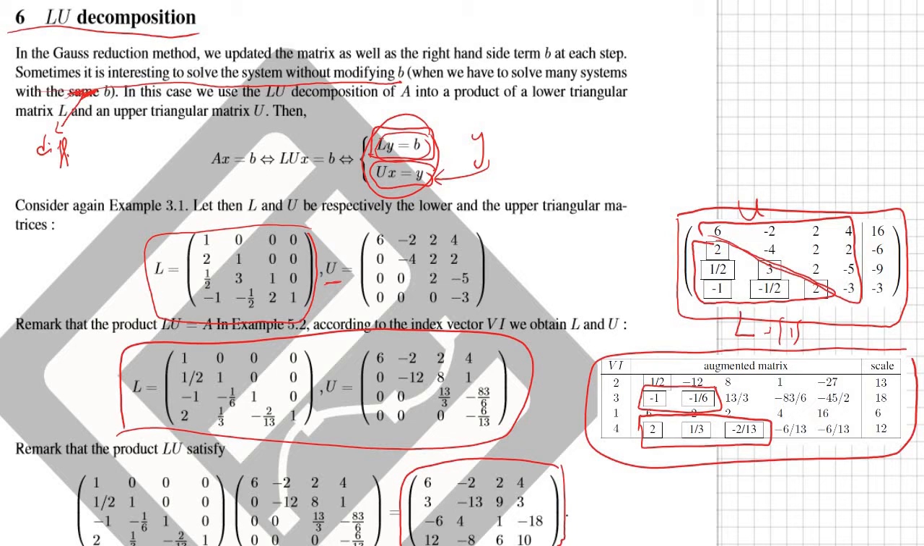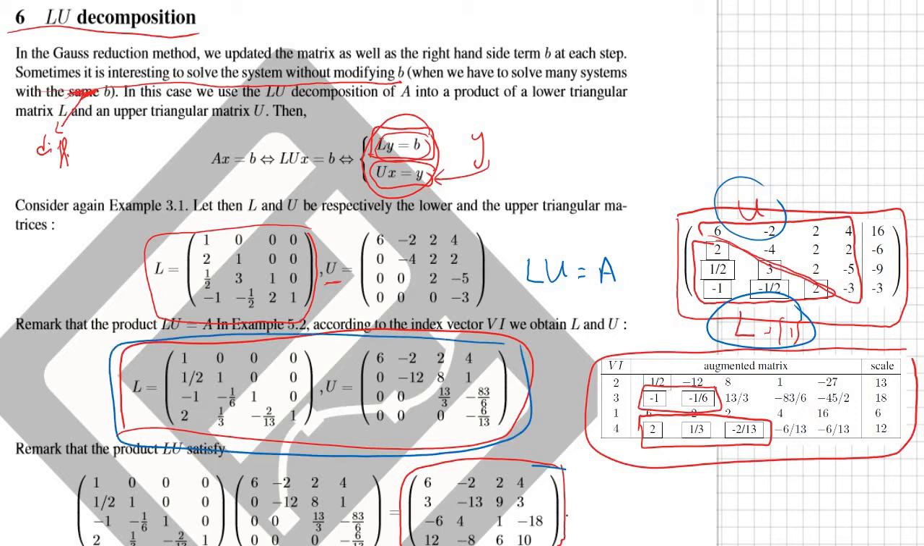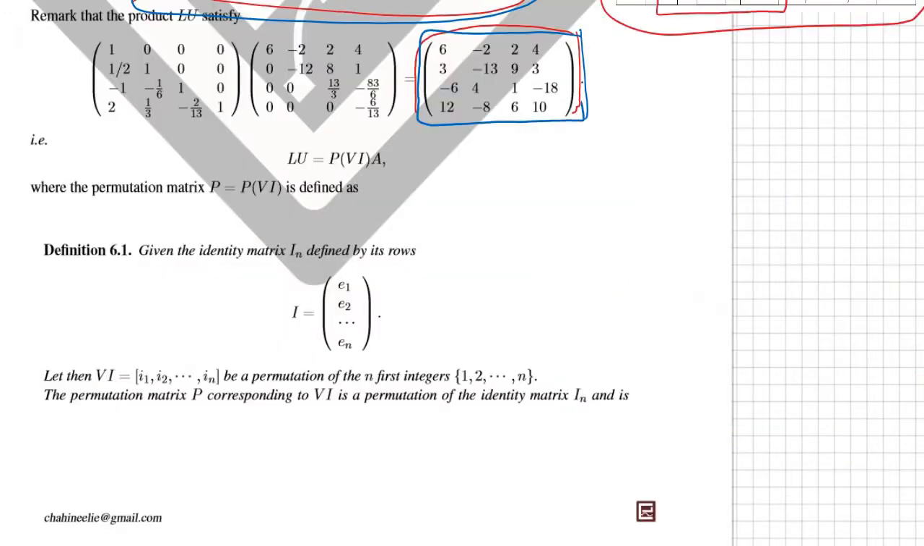So I repeat, in the first example, when I constructed L and U, the multiplication L times U gave me A. But in this second example, when I constructed L and U, the multiplication gave me a modified version of A, where the rows are modified according to the modifications that I did in the index vector. To write this down properly, I would say that in this case, LU is equal to P_VI A.